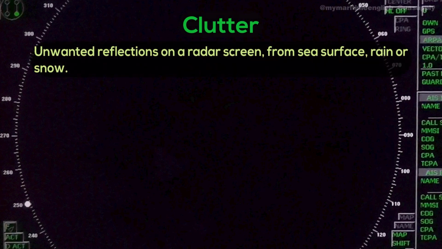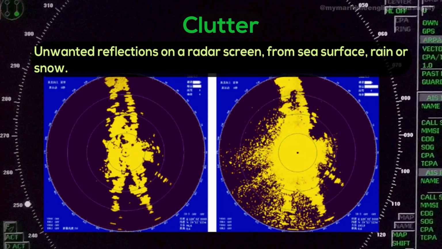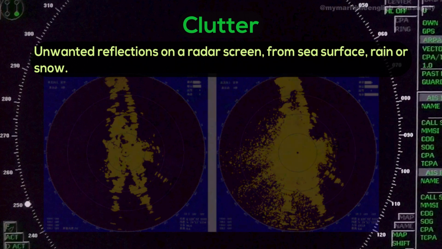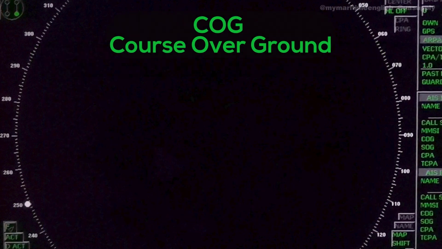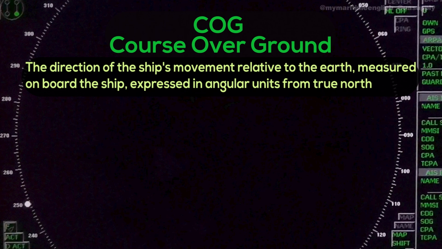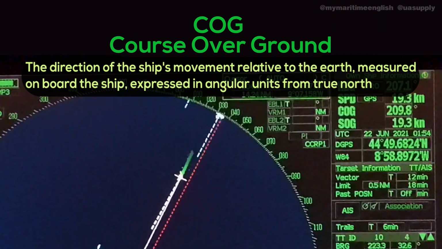Clutter. Unwanted reflections on a radar screen from sea surface, rain, or snow. COG, course over ground. The direction of the ship's movement relative to the Earth, measured on board the ship, expressed in angular units from true north.